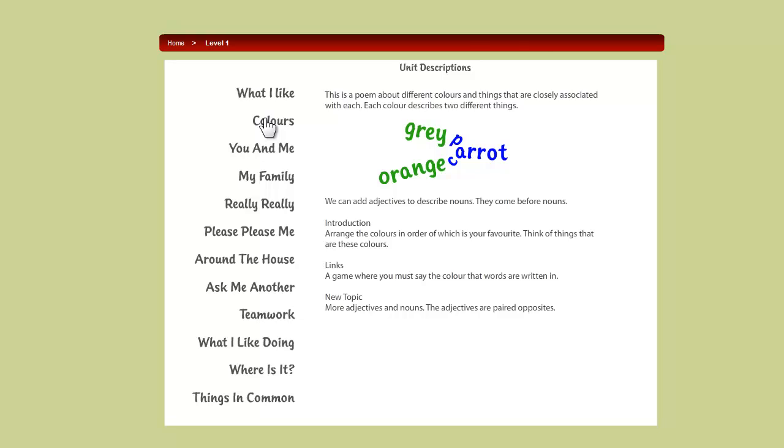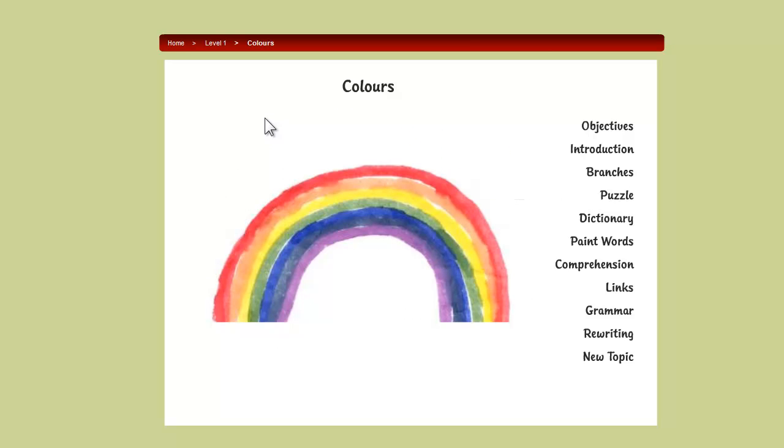Let's click on Colours. This is the title page. There are 10 different activities, and we will look at branches, puzzle, and new topic. Let's look at branches.